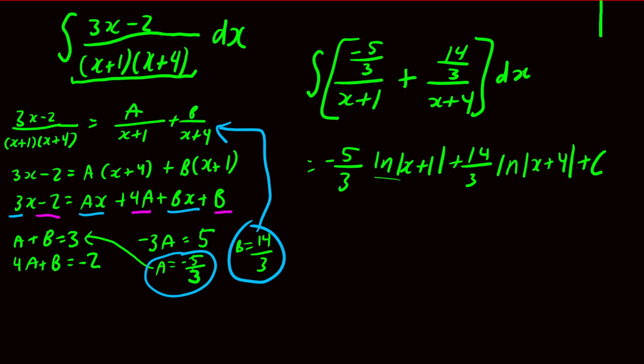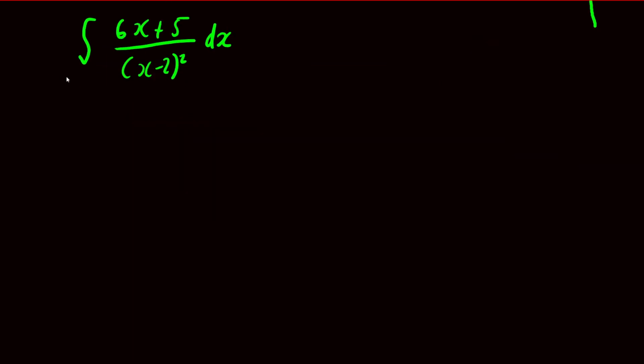Alright? So if you survive this one, you're ready for the final question. Here it is: the integral of 6x plus 5 over x minus 2 squared dx. Alright, so the same thing. Remember when we had that x squared? Well, it's the same thing. We had the x and the x squared factor on that previous problem.